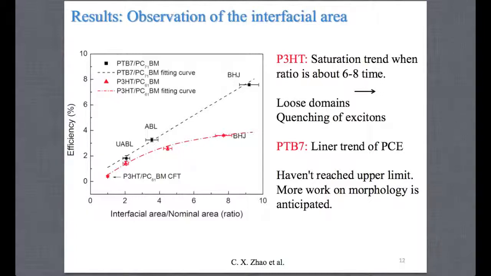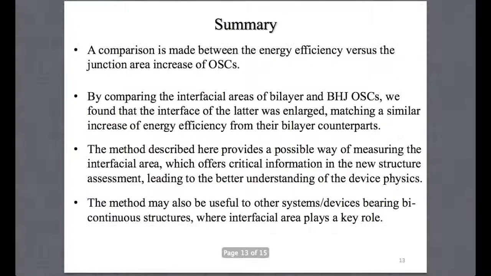However, for the PTB7 system, there's a linear trend found for energy efficiency. So more work on morphology is anticipated. And so far, the energy efficiency of the bulk heterojunction for the PTB7 system is about 7.4%. So that is a short summary.